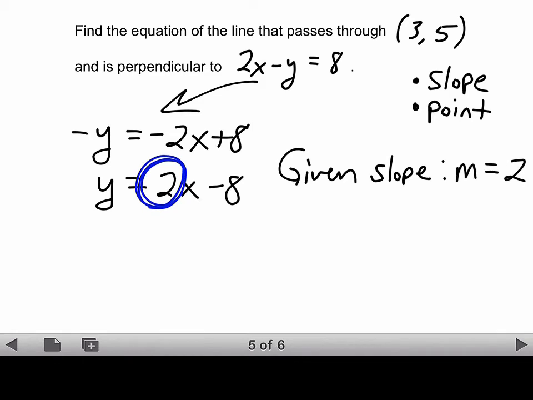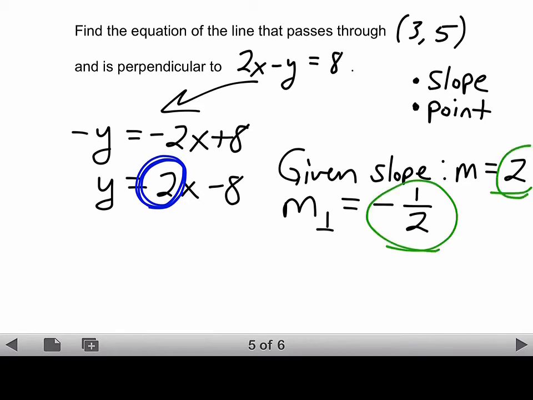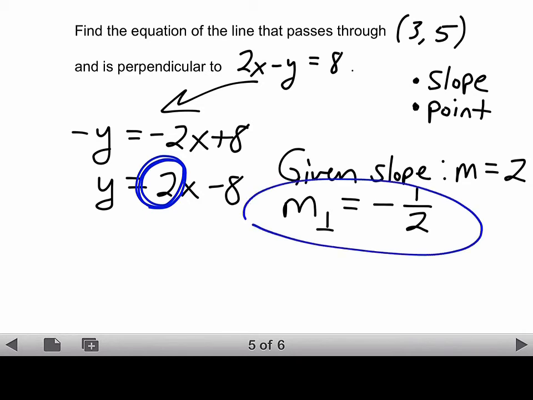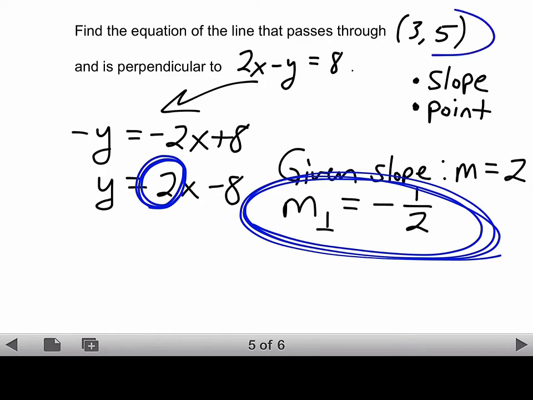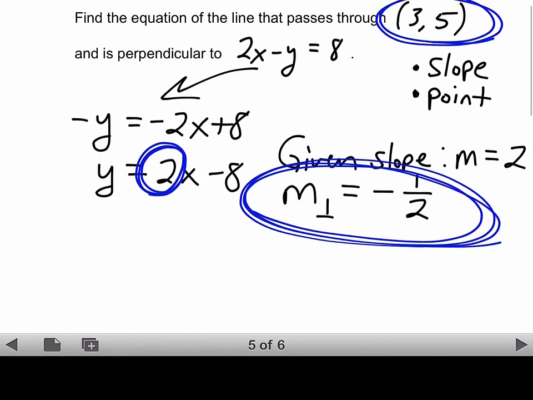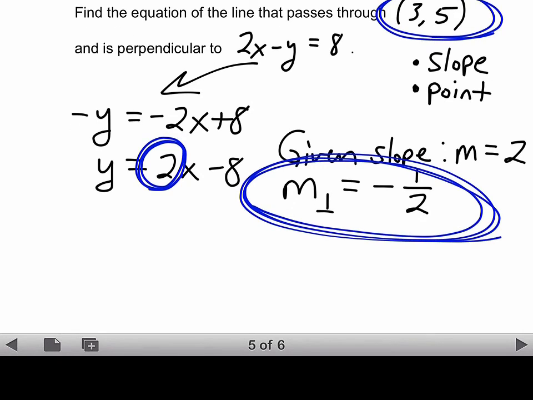For a perpendicular slope, m sub perpendicular, we flip the number and we flip the sign. In other words, the product of the two slopes must be negative 1, or two slopes must be negative reciprocals of each other. Now I have a slope that's perpendicular to the given line, m equals negative 1/2, and I have a point that was given, (3, 5), and in this case I'll use point-slope form.